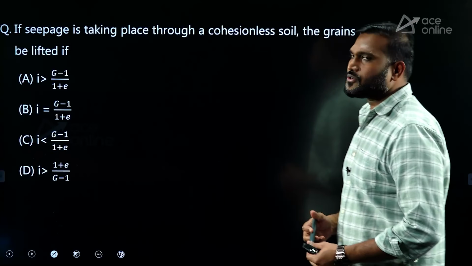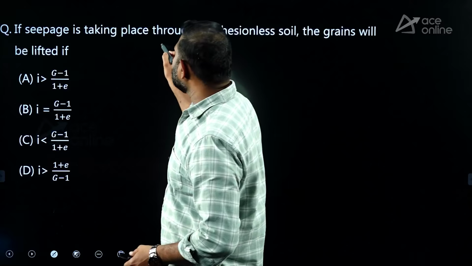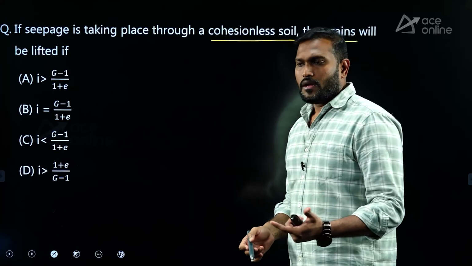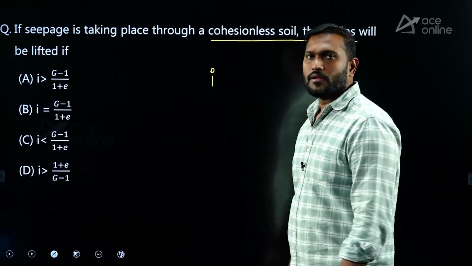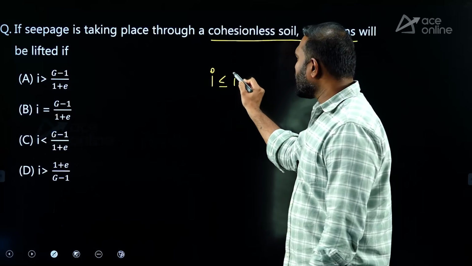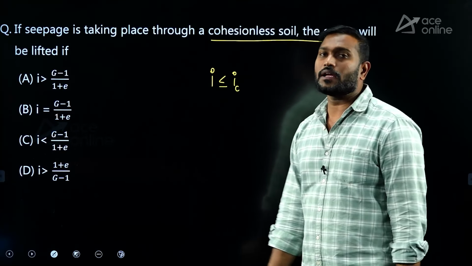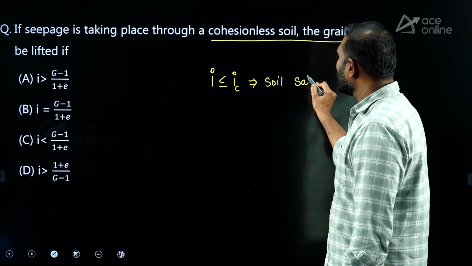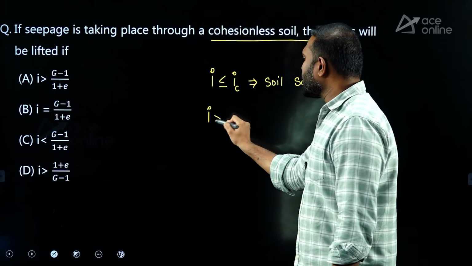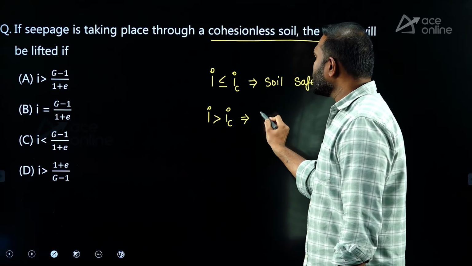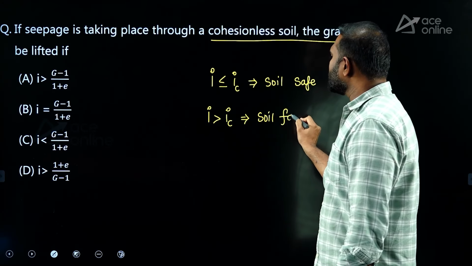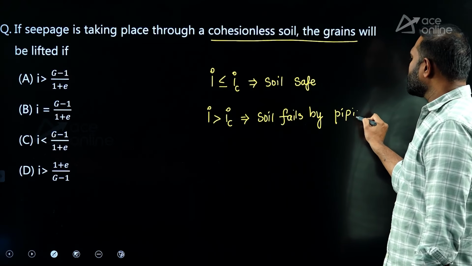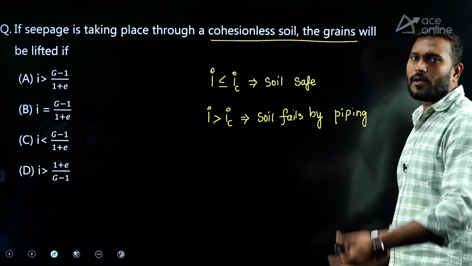Now there's a last question. If the seepage is taking place through a cohesionless soil, the grains will be lifted. As long as i is less than or equal to i_c, which is nothing but the critical hydraulic gradient, soil is safe. Whenever the hydraulic gradient exceeds the critical hydraulic gradient, soil fails by piping failure. Piping failure is nothing but lifting of the particles.